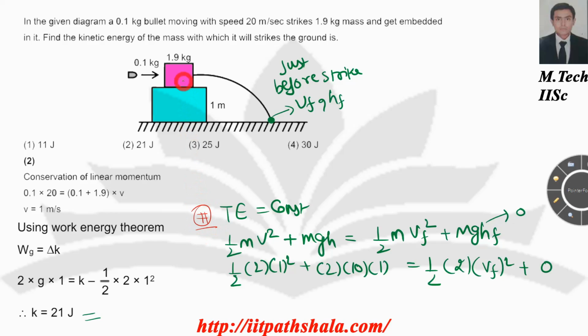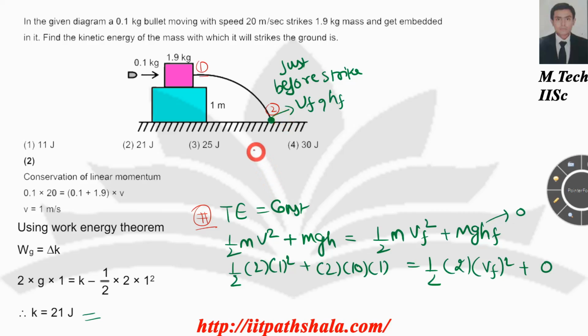Let me number this point as point number 1 and this point as point number 2. Point number 2 is just a few millimeters above the ground. So I can say that total energy at point 1 will be equivalent to total energy at point 2. Total energy at point 1 is the sum of kinetic energy and potential energy of this system, and total energy at point 2 is the sum of kinetic energy and potential energy at point number 2. So you have to figure out the energies at both of the points.